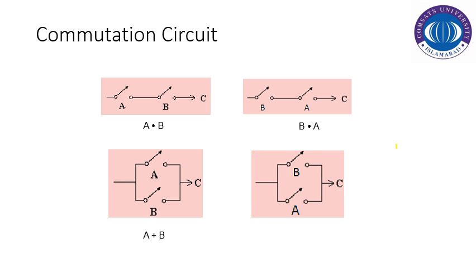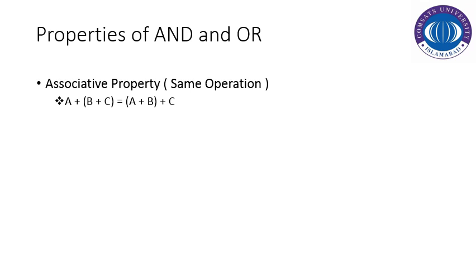So all of these things are basically same or equivalent or equal. Now coming to the associative property for the same operation, if A is ORed with B or C, for example, we have ORed B with C and then we OR the result of B or C with A, that is equivalent to A ORed with B, then the result of A or B is being ORed with C.